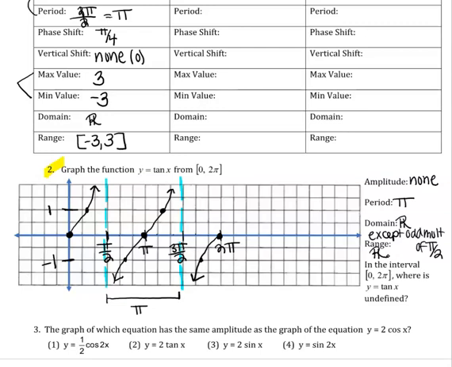So further emphasizing the domain in the interval 0 to 2 pi, where is tangent undefined? So in this specific interval, that's where I drew the asymptotes. Pi over 2 and 3 pi over 2. All right, so that's a graph of tangent.